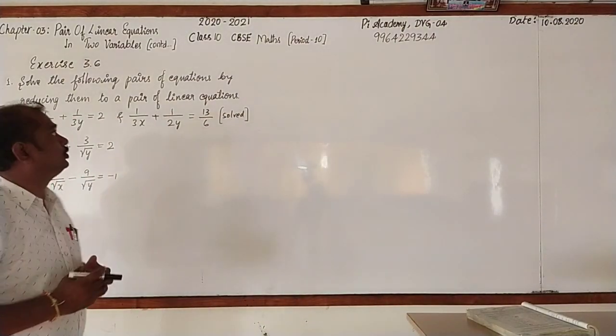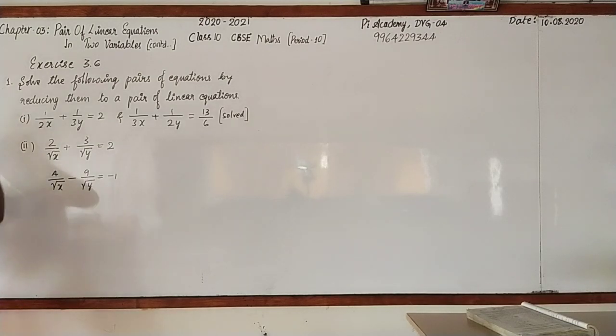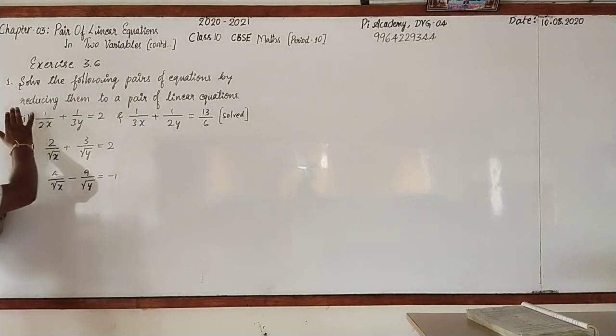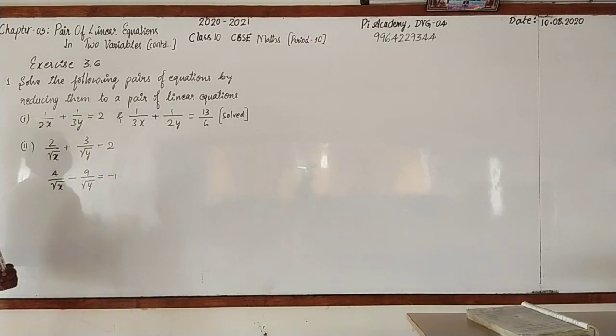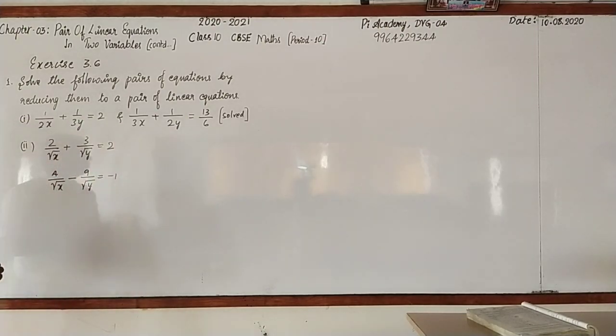Now we shall move on to exercise 3.6. The very first one is given like this: solve the following pair of equations by reducing them to a pair of linear equations. The first one is already solved in the worked examples. Now we will move on to the second one. It's very simple. Now you should go on writing with me. First you copy this. Hope that you have copied. You please start writing with me.